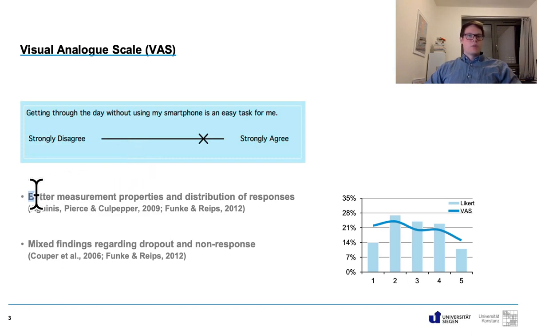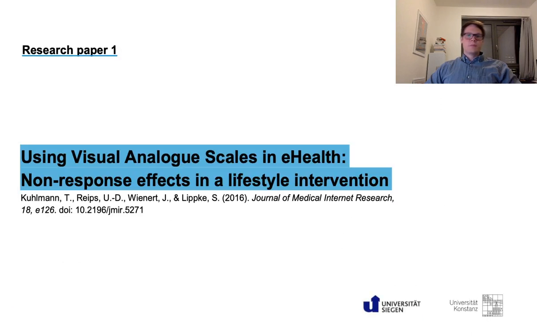It has been shown before that visual analog scales have better measurement properties and distribution of responses than Likert type scales, but there have been mixed findings with regard to dropout and non-response before, which is why we investigated it in our first paper in an e-health intervention, and this was published in the Journal of Medical Internet Research.